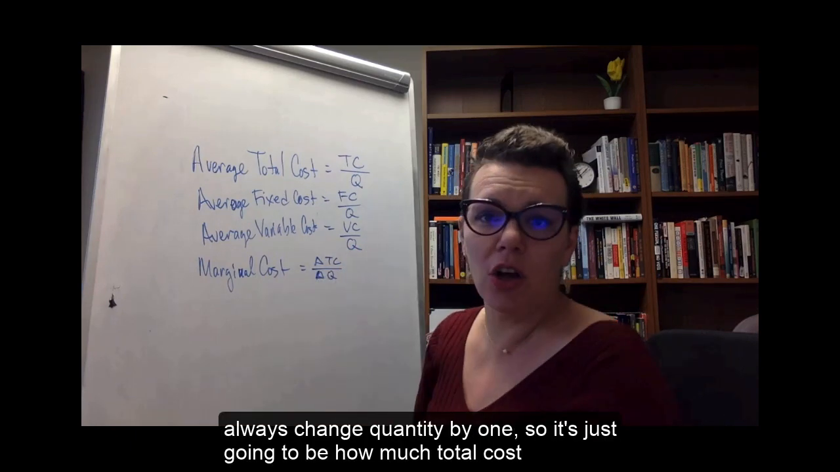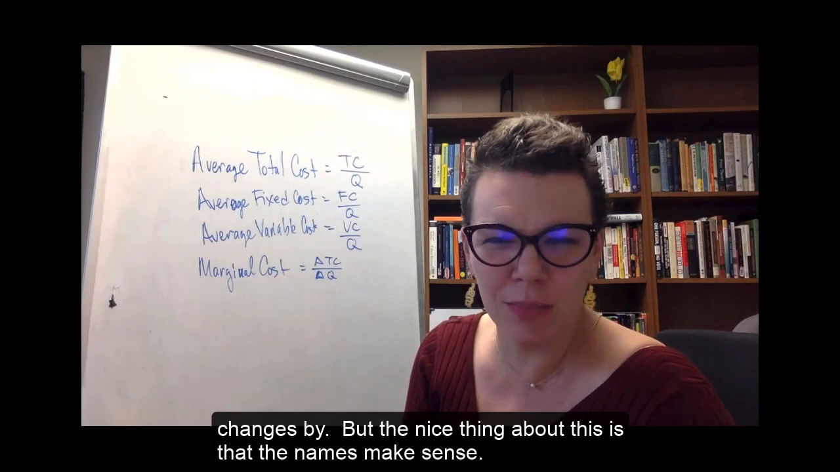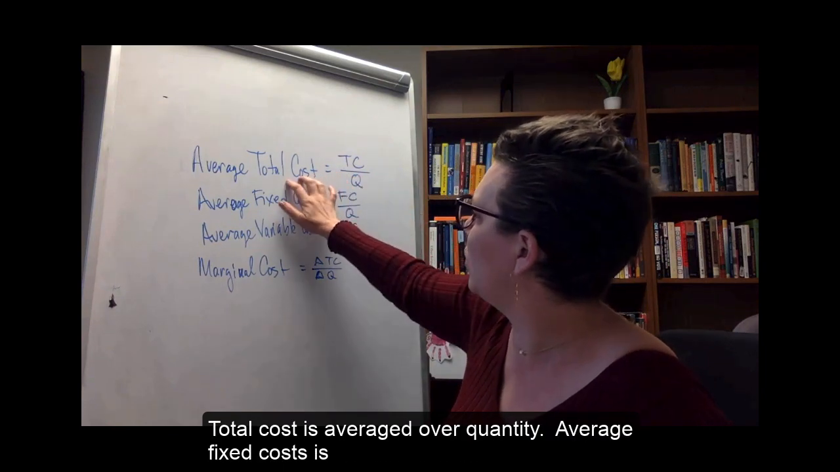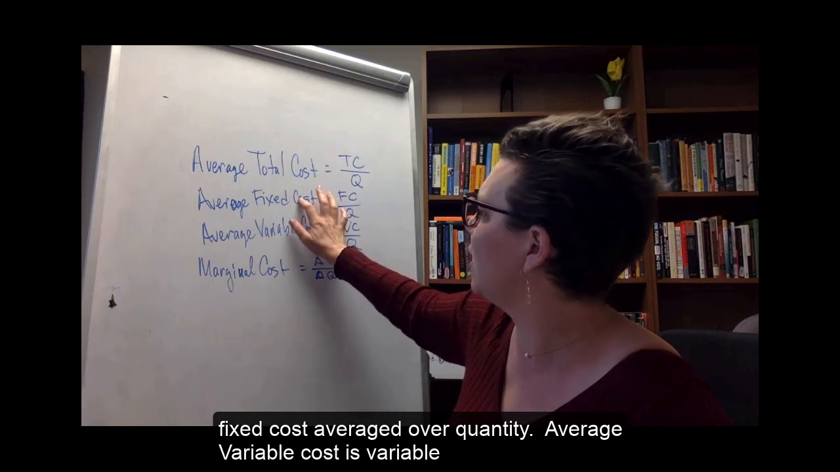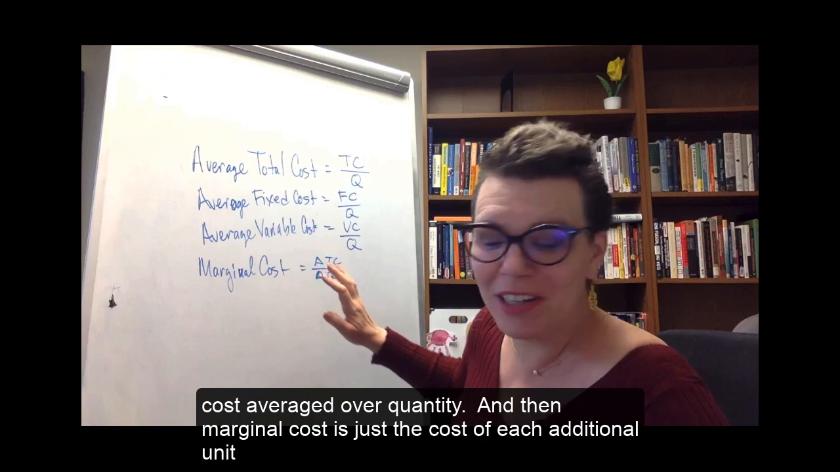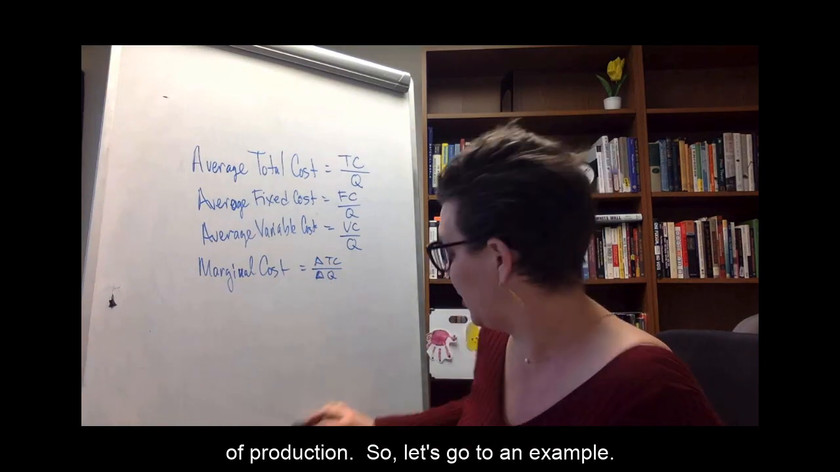We're going to tend to always change a quantity by 1, so it's just going to be how much cost changes by. But the nice thing about this is the names make sense. Average total cost is total cost averaged over quantity. Average fixed cost is fixed cost averaged over quantity. Average variable cost is variable cost averaged over quantity. And then marginal cost is just the cost of each additional unit of production.